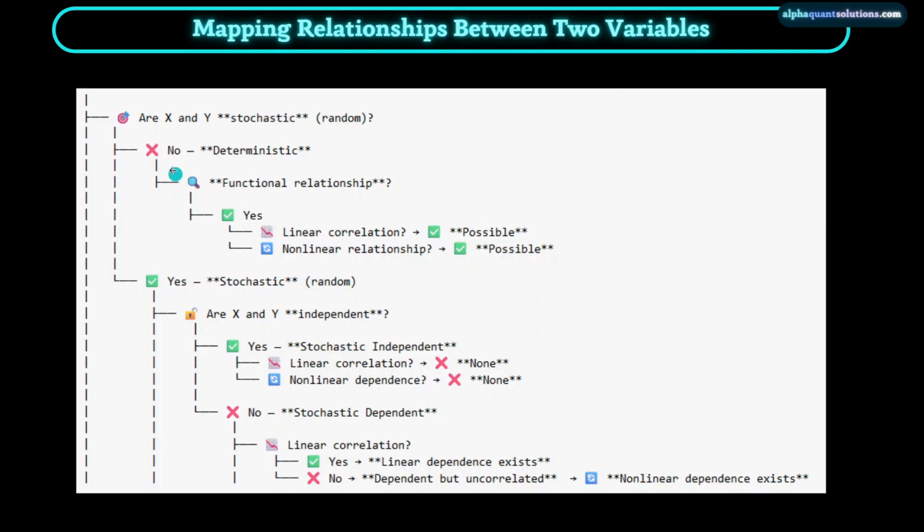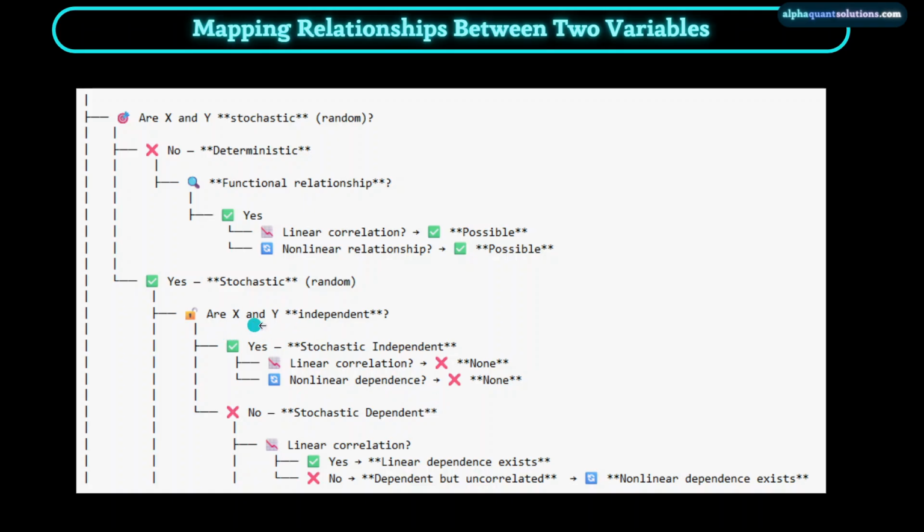Alternatively, if we say that these two variables are actually random, or in other words, stochastic, then the next question we can ask is, are x and y independent? And if the answer is yes, then we have stochastic independent variables. And this means that we cannot have linear correlation, and we also cannot have nonlinear dependence between x and y.